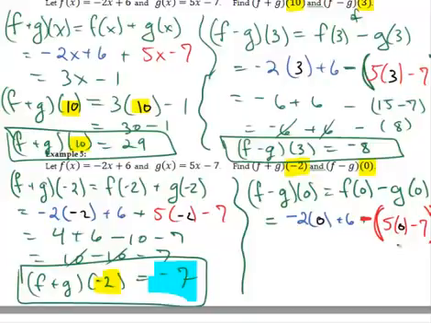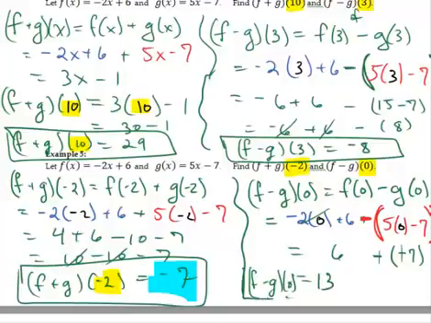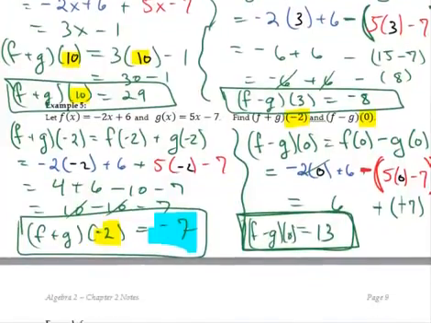Alright, 5 times 0 is 0, so this is just -7. And then negative on the outside. This becomes just 0, so 6. Negative times a negative becomes a plus, so we get f minus g of 0 equivalent to positive 13. Those are all your algebraic ways to combine functions and combining them with actual numbers.